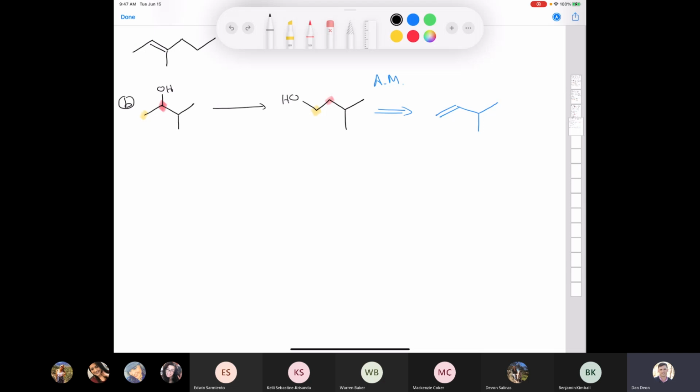One thing I don't like about this is I can't use my favorite reaction, right? My favorite reaction, which is just heat it in acid. If you just heat this in acid, then you would end up with the Zaitsev product. So that doesn't help us. Okay, so we'll delete all that.